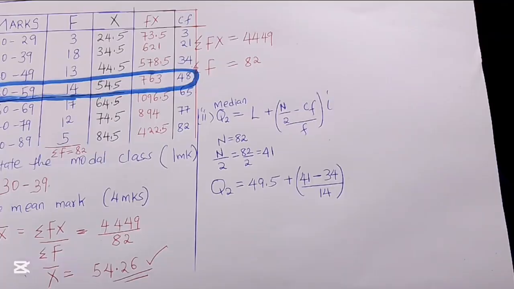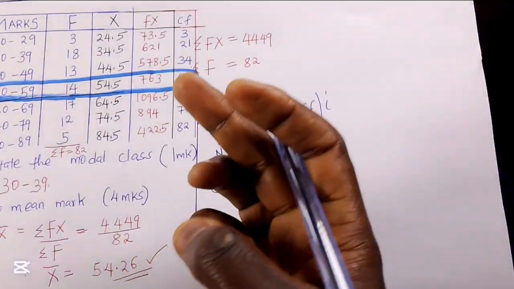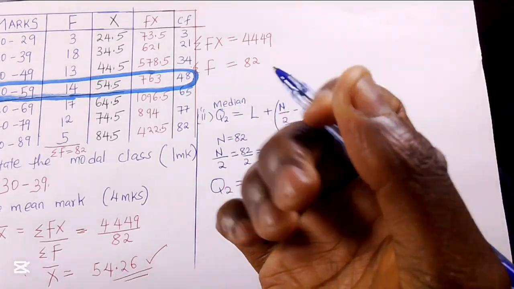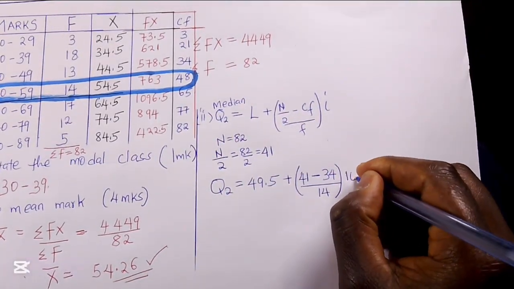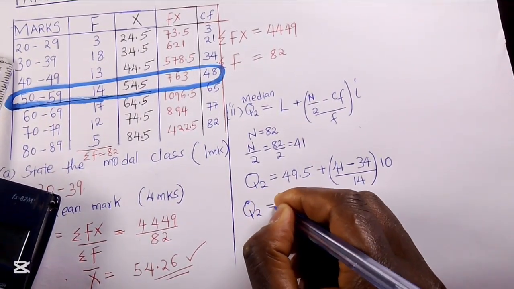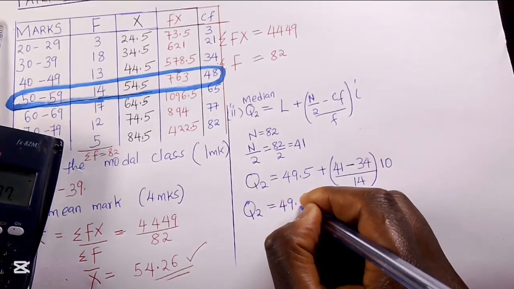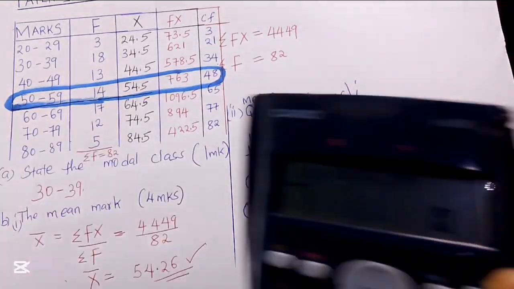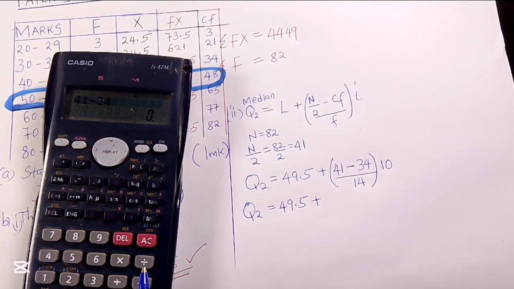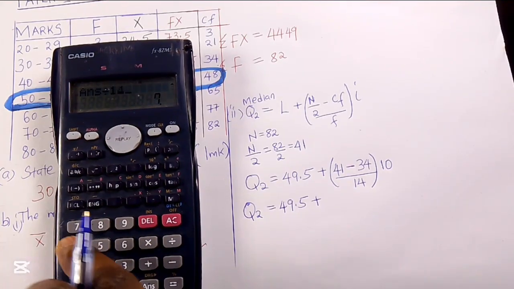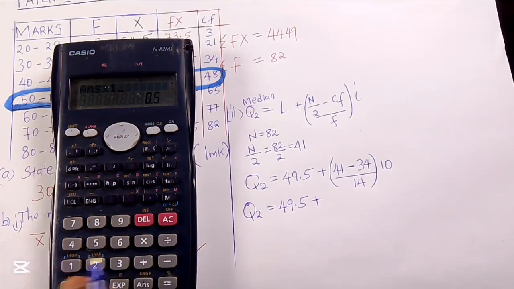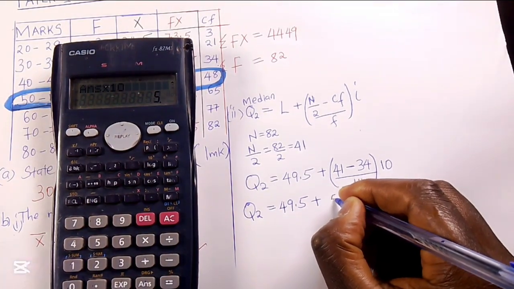Then let's determine the class interval from 50 to 59. It is 50, 51, 52, 53, 54, 55, 56, 57, 58, 59. So it is 10. So our median is equal to 49.5. Be careful here, we are supposed to be using the rules of BODMAS. So we will take 41 minus 34, which is equal to 7, divide by 14, then we multiply by 10 and we will get 5.